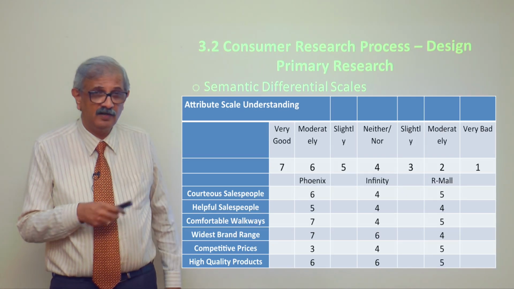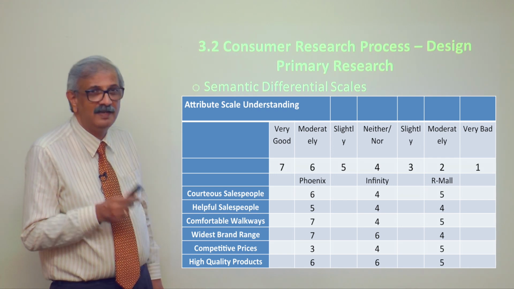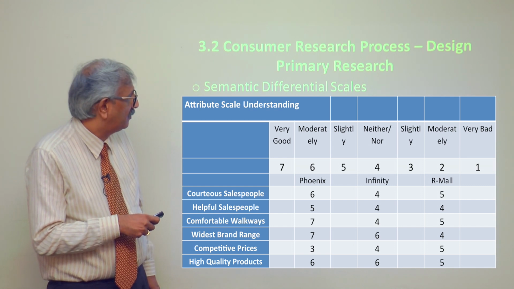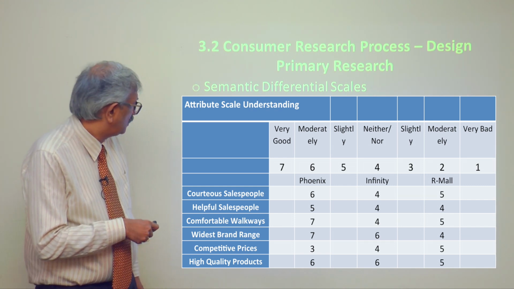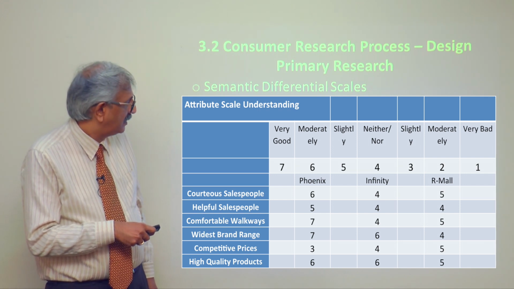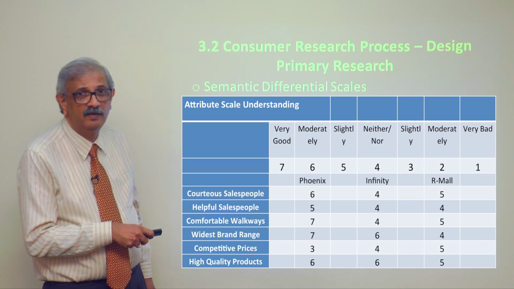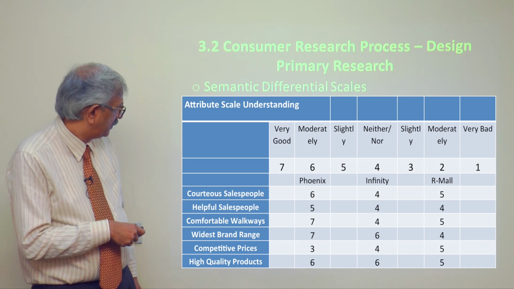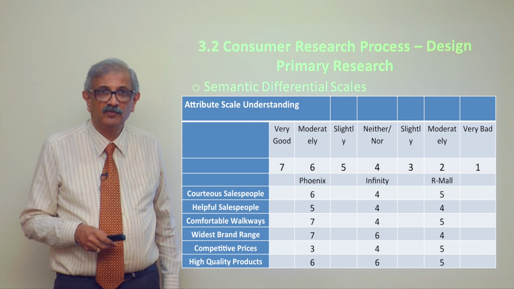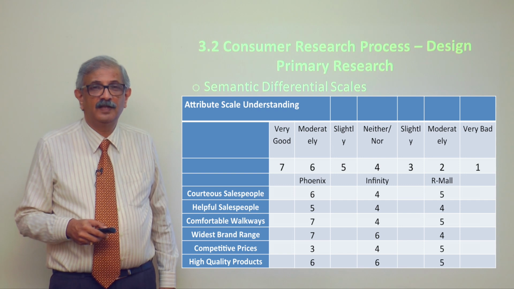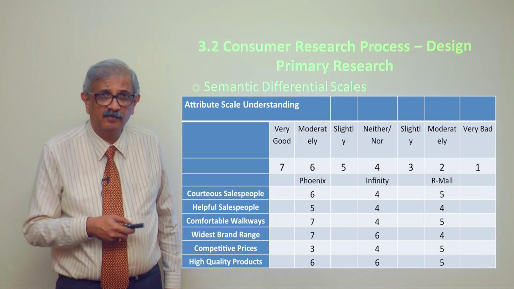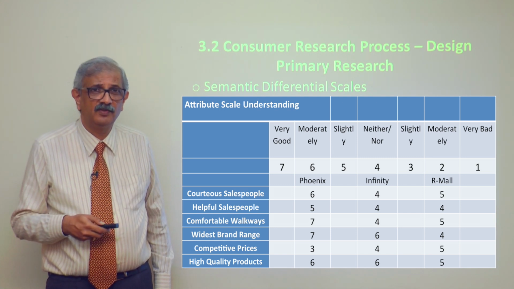Semantic differentials were understood earlier also, but are represented here. Generally, it's a 7 point scale. It goes from very good to very bad, with moderate, slightly, neither nor in between. For example, courteous salesperson at Phoenix, Infinity, R Mall, and then you ask people, and they will give you this. Then helpful people, comfortable walkways, etc. This will help you plot a snake diagram, so to say. That will enable you to know where you stand better vis-a-vis competition, and where competition is better vis-a-vis you. So that's a semantic differential scale.